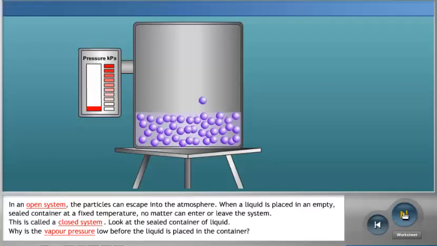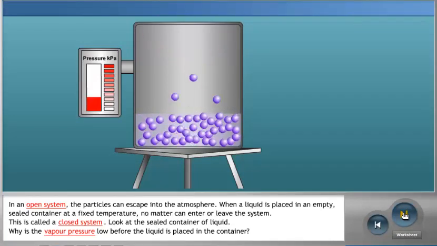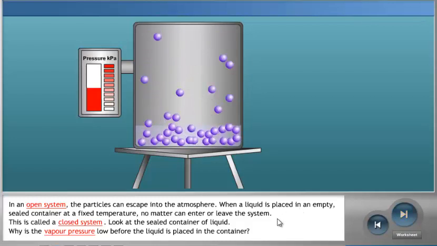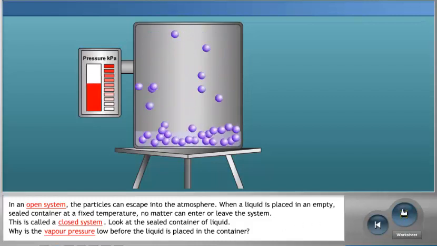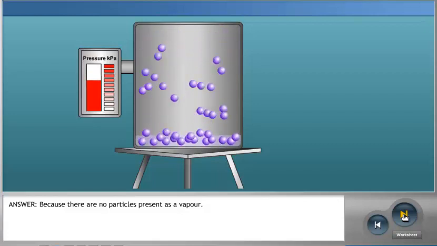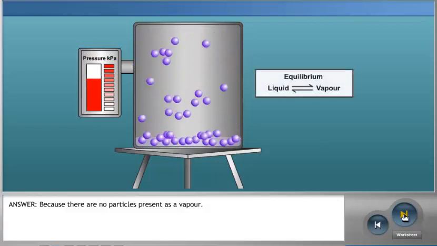In an open system, the particles can escape into the atmosphere. When a liquid is placed in an empty, sealed container at a fixed temperature, no matter can enter or leave the system. This is called a closed system. Look at the sealed container of liquid. Why is the vapor pressure low before the liquid is placed in the container? Answer: because there are no particles present as a vapor.